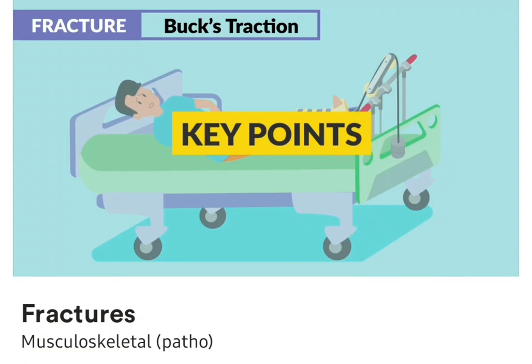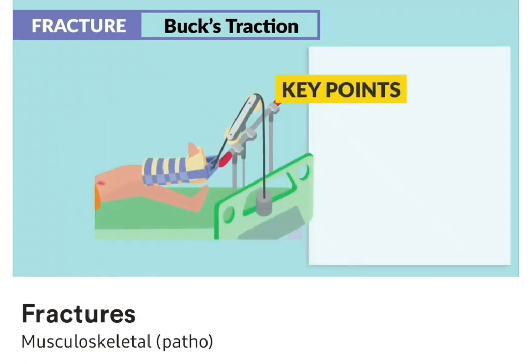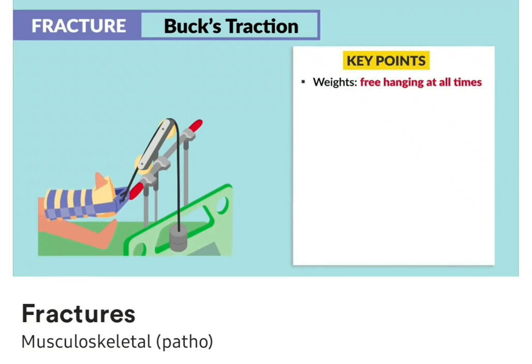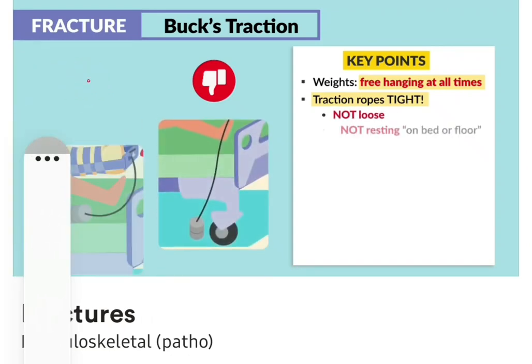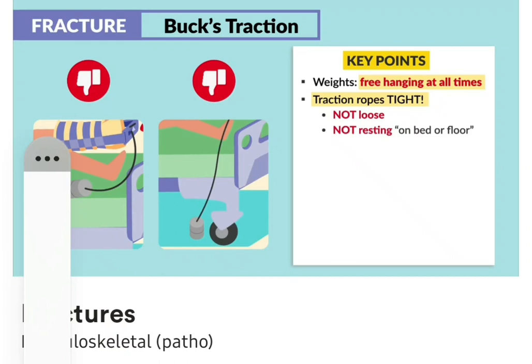So the key points to write down, and trust me, they love to come up on Select All That Apply questions. Number 1 is the weights. Key terms, they should be free hanging at all times to maintain traction. Next is traction ropes. These must be tight to keep traction. So key terms here, not loose, not resting on the bed or the floor. This does not keep traction here.